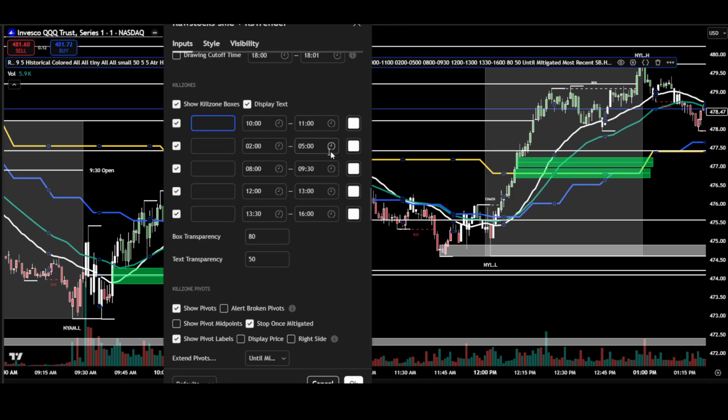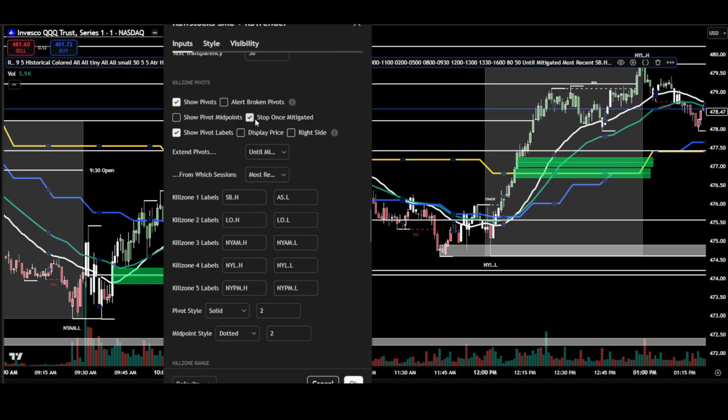The next one, 2 to 5 a.m. This is the London macro. Okay, also white color. The next one is New York AM. This is our pre-market macro, kill zone 8 to 9:30. Okay, the 12 to 1300, or 12 to 1, that's our lunch macro. And 1330 to 1600, or 1:30 to, is that 3? Yeah, 3 o'clock. That's our PM session. Okay, box transparency 80, text transparency 50.